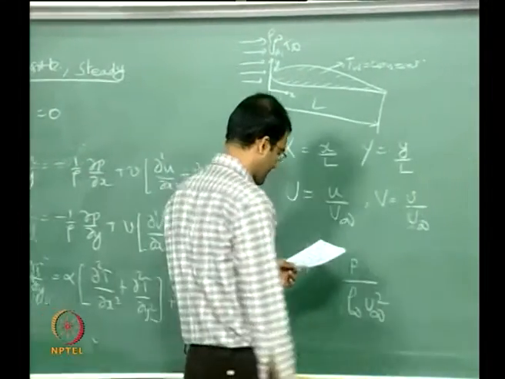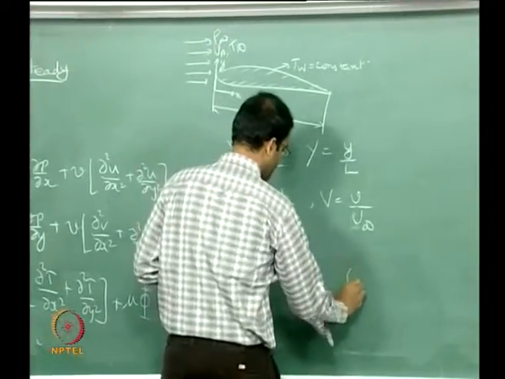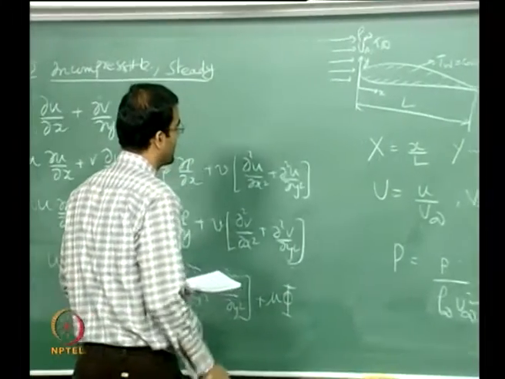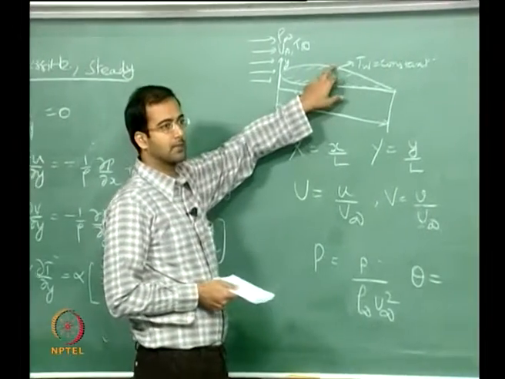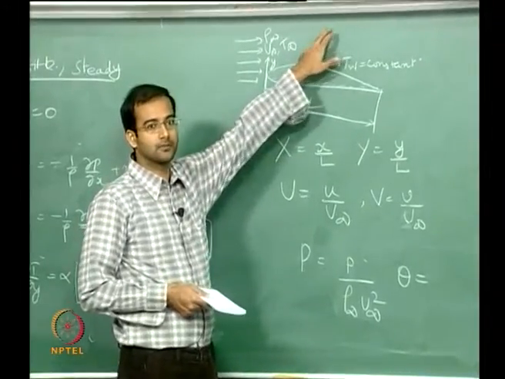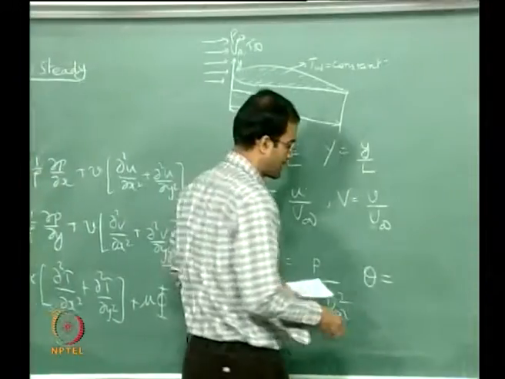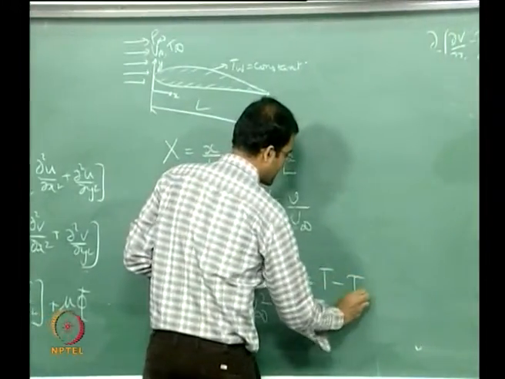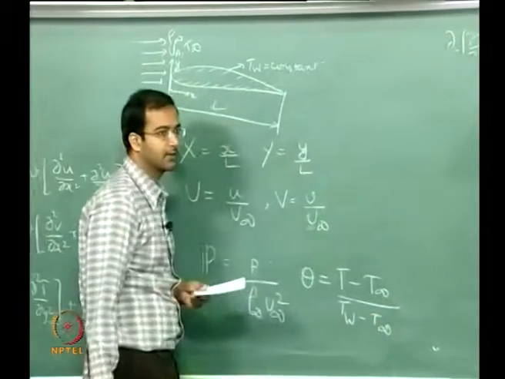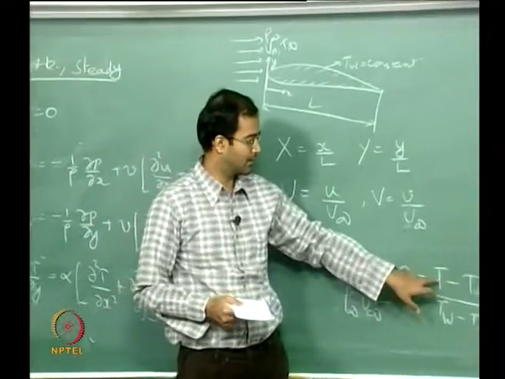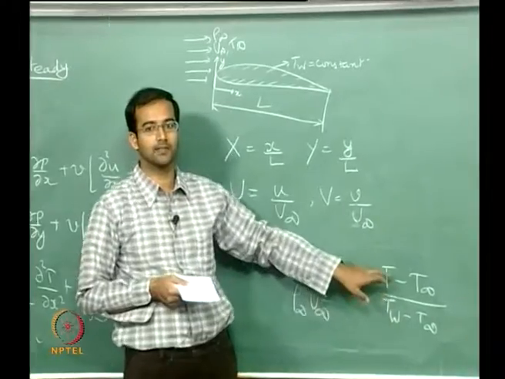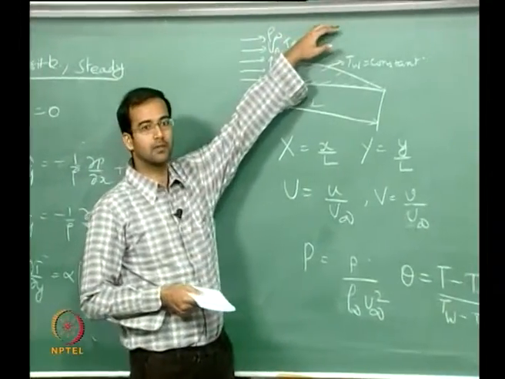All right, and finally coming to the temperature, I will define a non-dimensional temperature theta such that at the wall the value of the non-dimensional temperature equals 1, and in the free stream away, the value should be 0. So how do I non-dimensionalize that? T minus T infinity by T wall minus T infinity. So that at the boundary where T equals T wall, this becomes 1, and in the free stream theta goes to 0.